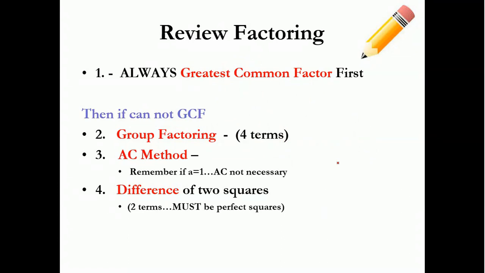So now, just some things to keep in mind. Always, always, always check that GCF. Find it. Make sure it's not there, because it's going to make your problem 10 times easier. If there's not a GCF, or even if there was, then you can use your group factoring, which is when you have the 4 terms. Remember, if your A is 1, AC is not necessary. We're going to talk a little bit about that in class when you get back after this video. And then the difference of 2 squares. That's when you have to have 2 terms, it has to be subtraction, and they have to be perfect squares. Otherwise, that one does not work.